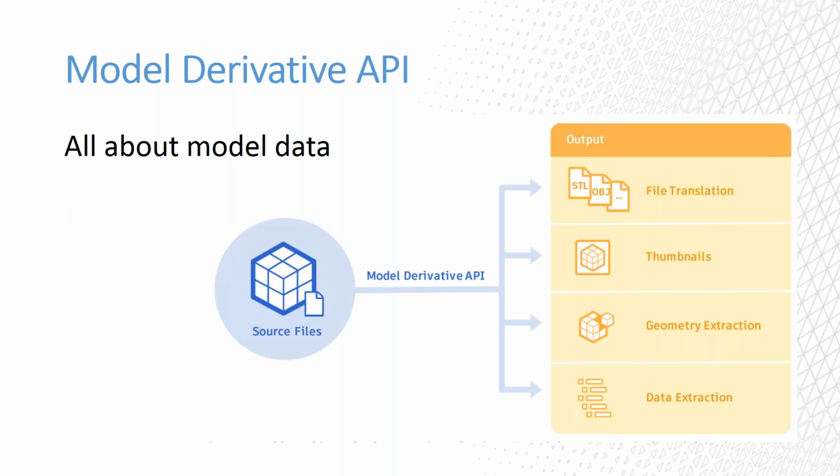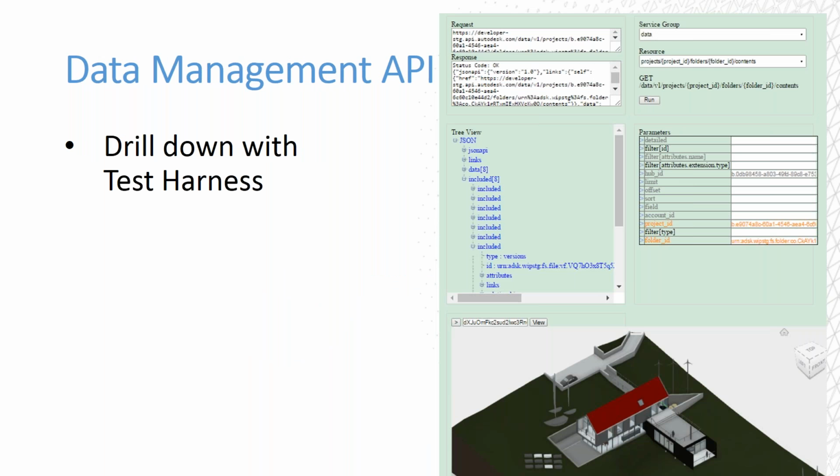And then Model Derivative APIs, it's all about model data. You can do file translations, as I said, Revit, IFC, and then DWG, and so on. And you can also create thumbnails and get the thumbnail. And geometry extraction, you can even extract a portion of the geometry. And then data extraction. This is about the metadata or properties in the case of Revit. And then again, this will be discussed in detail on Friday.